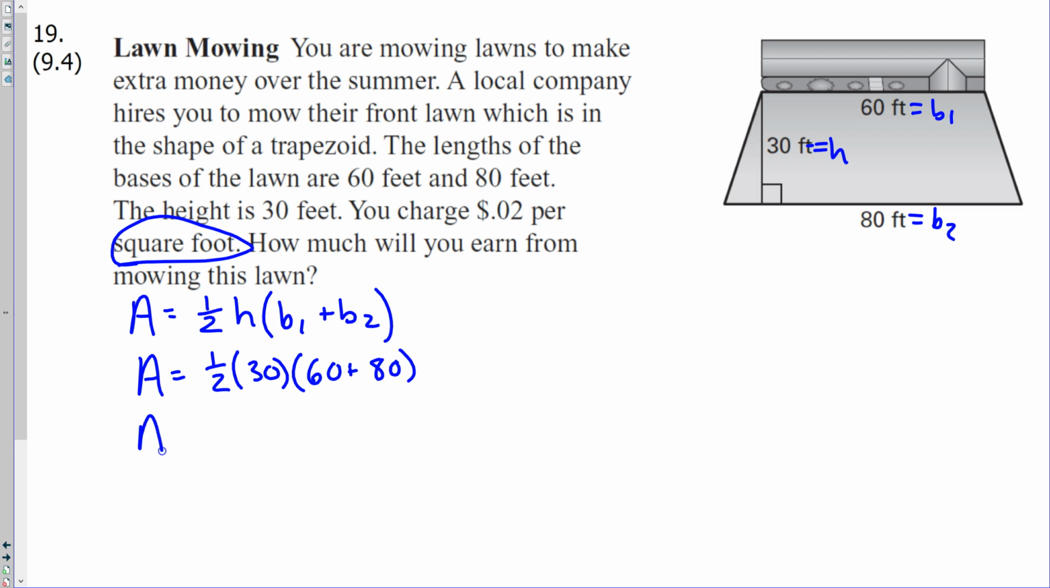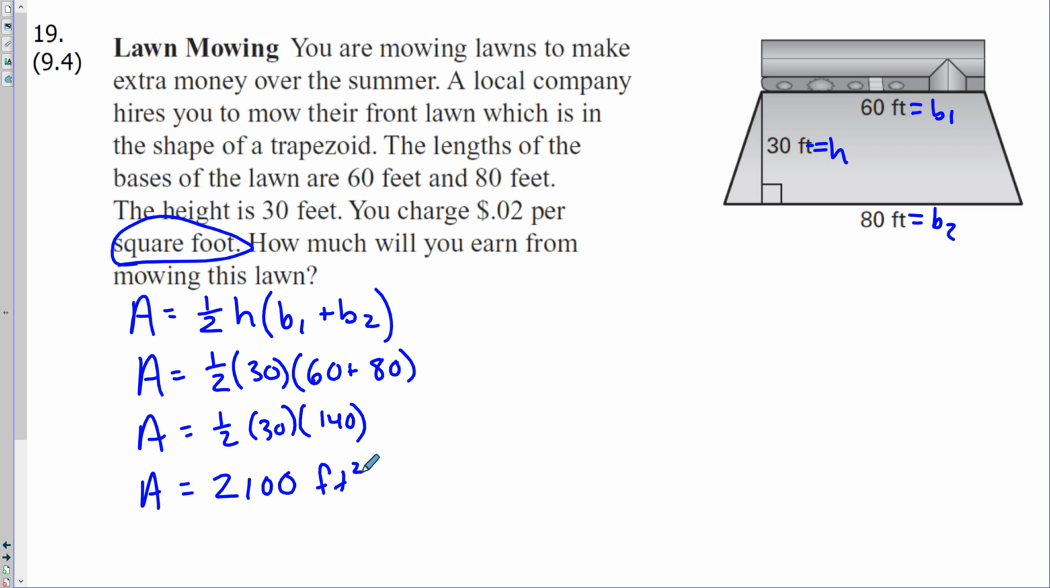So I need to follow PEMDAS here. I'm going to add the 60 and the 80. That gets me 140. And then I'm going to go ahead and do our 1/2 times 30 times 140. You can multiply all three together in your calculator. You could do the 30 times 140 first and then do the 1/2. Your final answer though is 2,100 square feet.